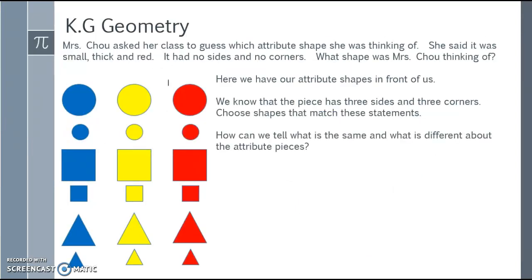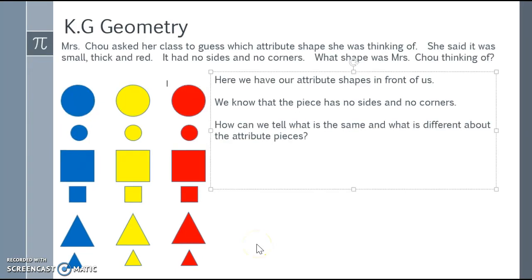Mrs. Chow asked her class to guess which attribute shape she was thinking of. She said it was small, thick, and red. It had no sides and no corners. What shape was Miss Chow thinking of? We know that the piece has no sides and no corners. So immediately, we can get rid of everything below the circles here, because those all have sides and corners.